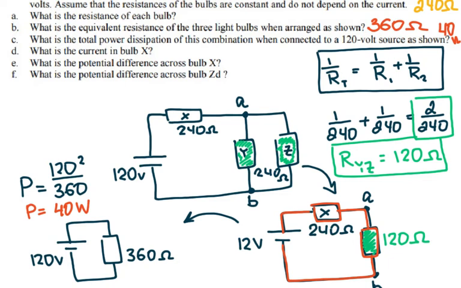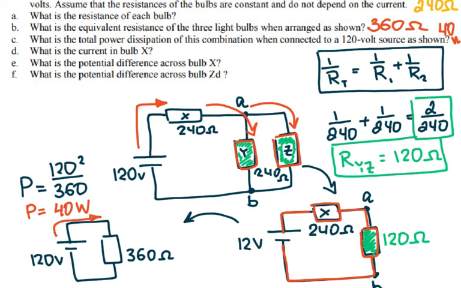And then for the next question, they ask, what is the current in the bulb X? So the current in the bulb X is the same current as the one that goes through the battery. It's right here, where the current is going to be splitting between the two resistors. And it will be splitting evenly because their resistance is the same, 240 ohms. So if I want to calculate this current, I can use Ohm's law.